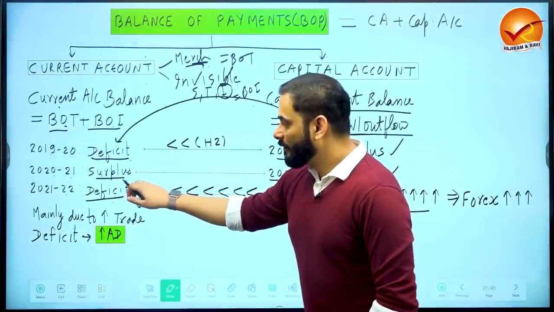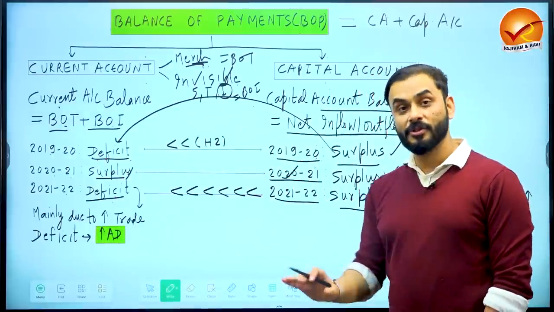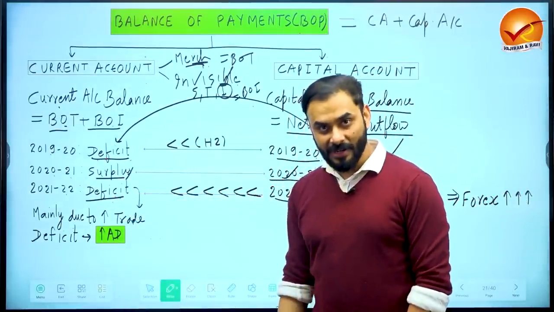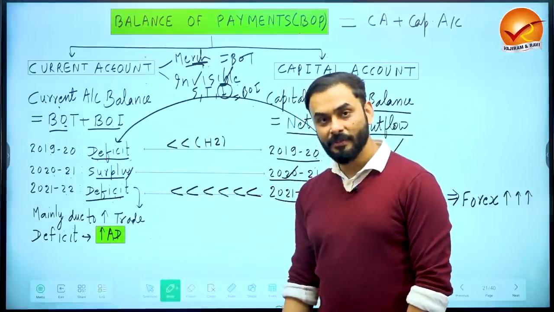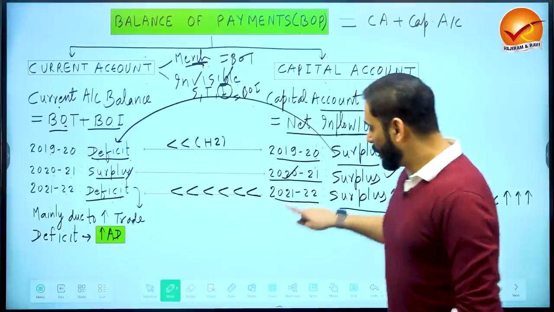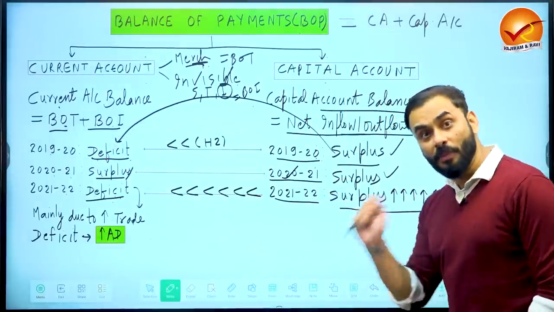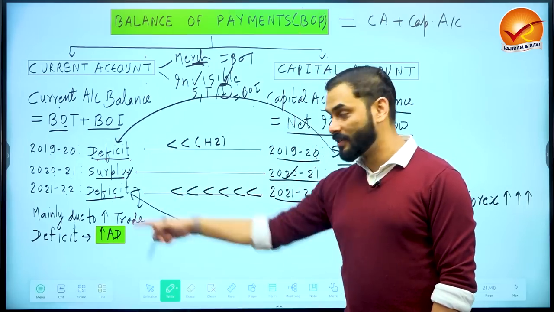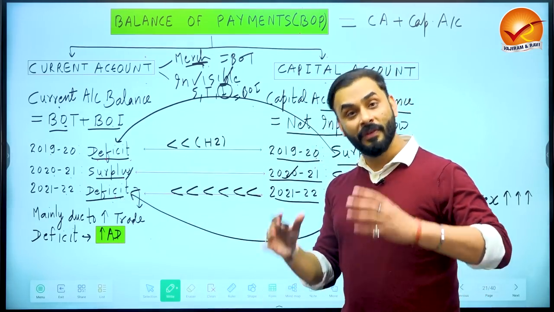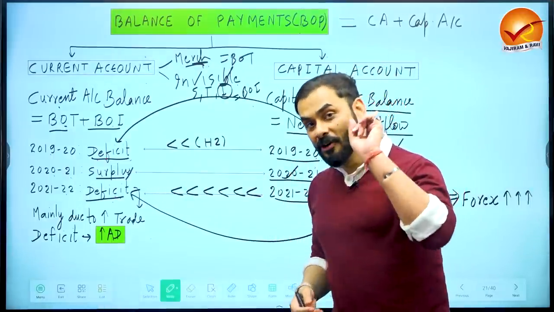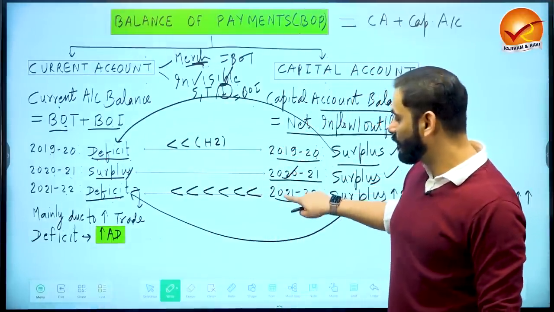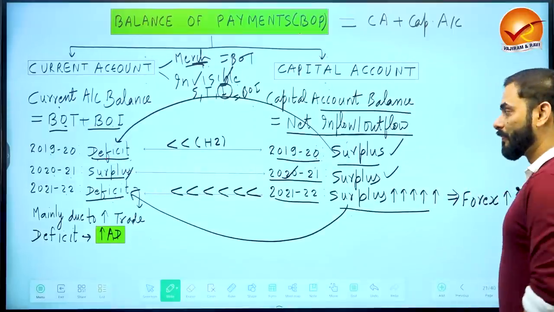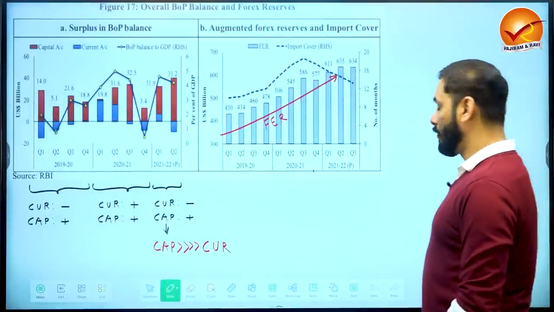In 2020-21, we had surplus here, which means great scenario. In 21-22, there was deficit here, which means it was negative because we were importing more. But on this side, we had so much surplus that this surplus could actually make up for this negativity. And overall, we were doing very good. So we did good in two phases, one here and one here, only because this side had huge surplus. Let me show you this through a graph. Look at this, please.